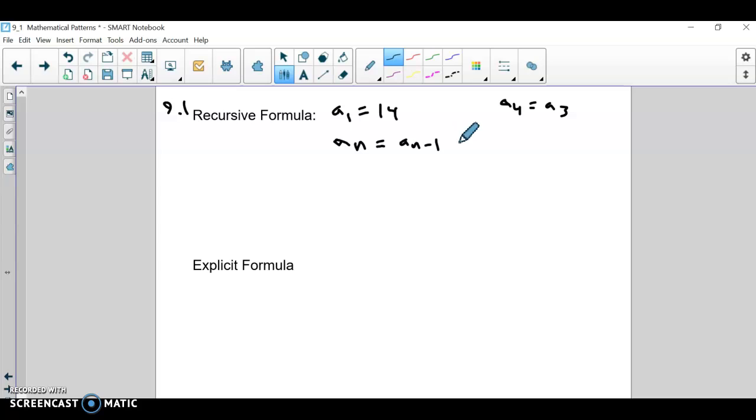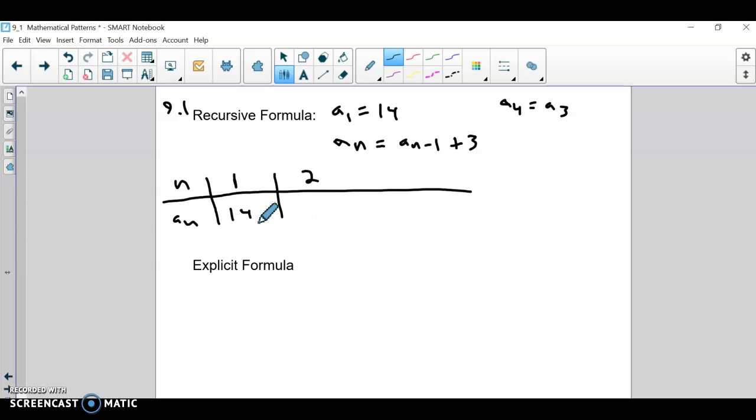And so then usually it'll say what do you do. So let's say this was an add 3 pattern. What this formula would really say is, if we make a little table of points here, sorry for the poor handwriting, the first term, a1, is 14, and then to get any next term, you just take the previous one and add 3. That's all this little definition says right here.